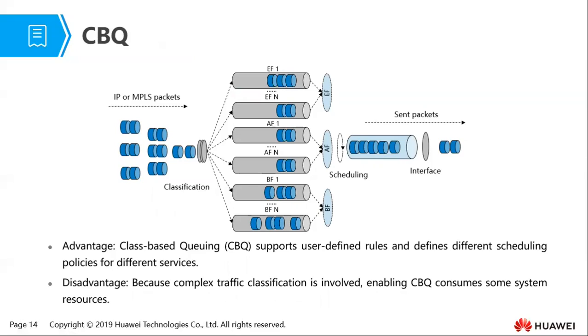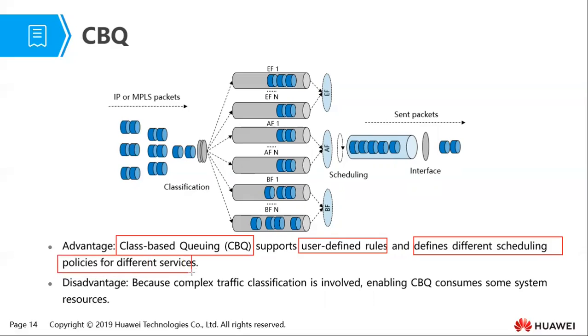So we've been talking of the disadvantage that you cannot manually define the classification rules, and for that reason they developed CBQ, class-based queuing. The main advantage of class-based queuing is that it supports user-defined rules and defines different scheduling policies for different services.